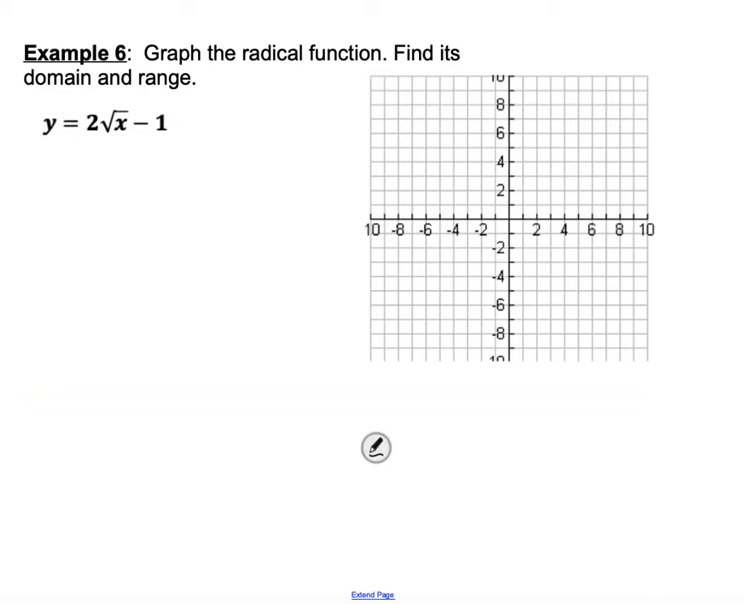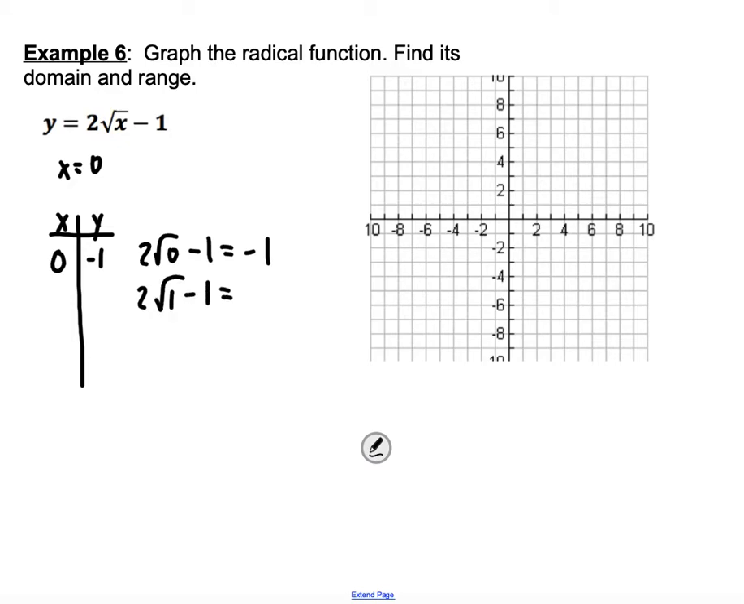All right, let's try this one as well. Whatever's underneath the square root there, set equals 0. So plug your values in there, so 0. And then 2 times the square root of 0 minus 1. Square root of 0 is 0, times 2 is 0, minus 1 is a negative 1. Plug in 1. The square root of 1 is 1, times 2 is 2, minus 1 is 1. 4. Square root of 4 is 2, times 2 is 4, minus 1 is 3. And let's plot them.